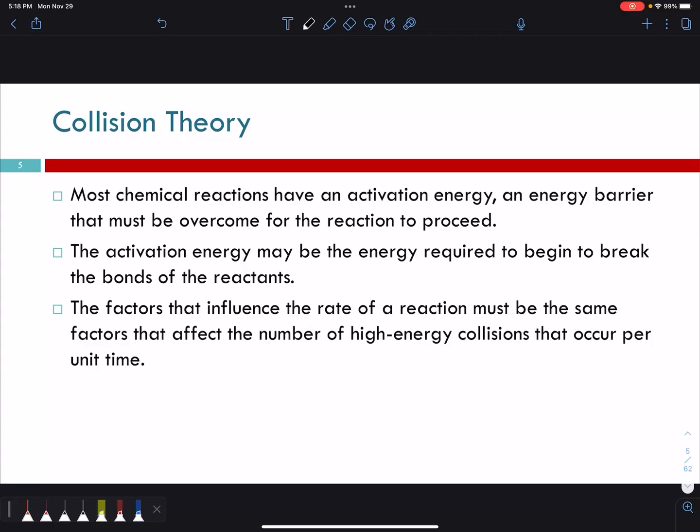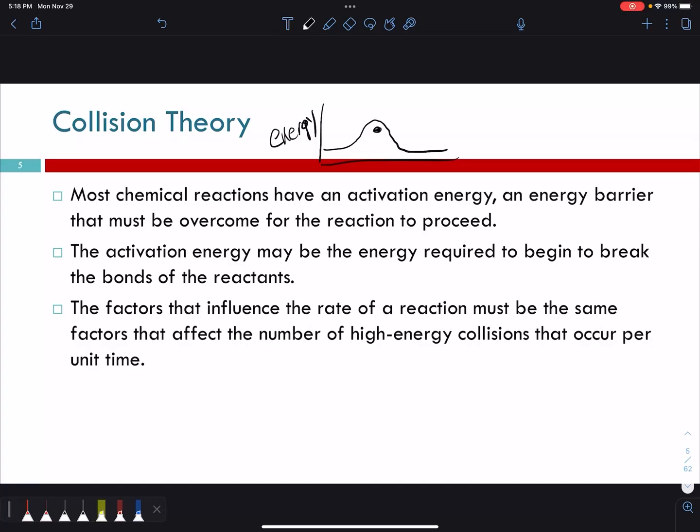Most chemical reactions have an activation energy. That's the amount of energy that we need to get above. If we have a diagram like this, and this is energy, we're going to have some barrier, some point at which the energy of these two particles colliding needs to go over that to get to the products. We'll see more diagrams like that.